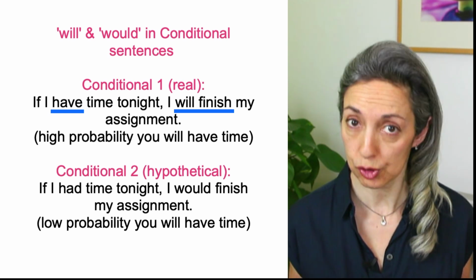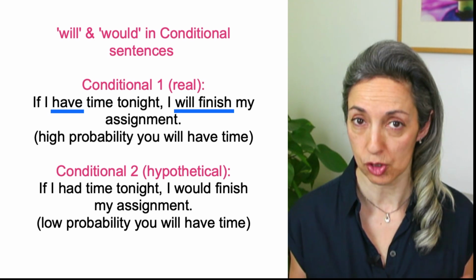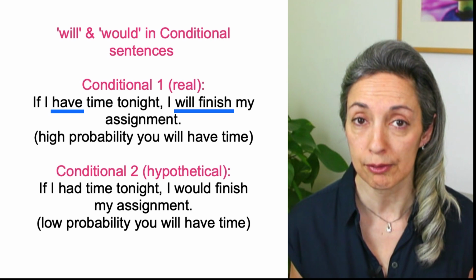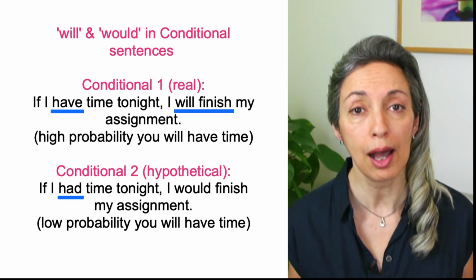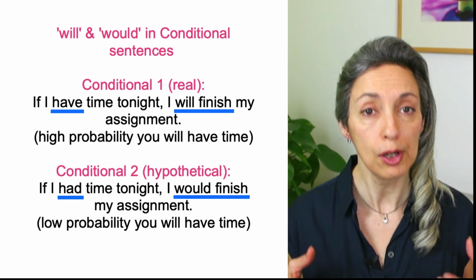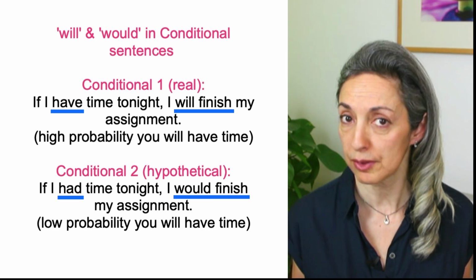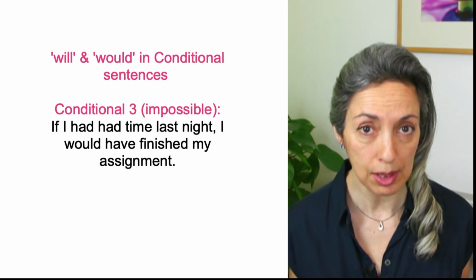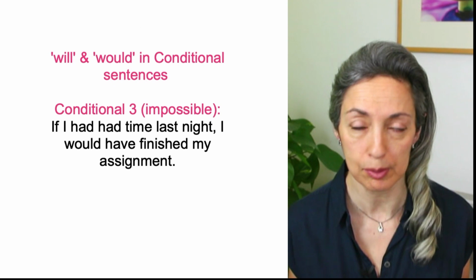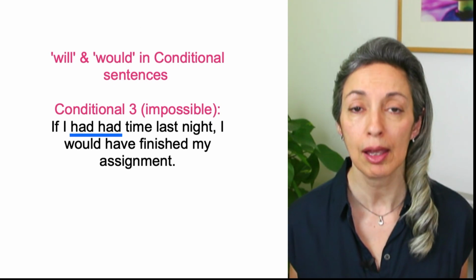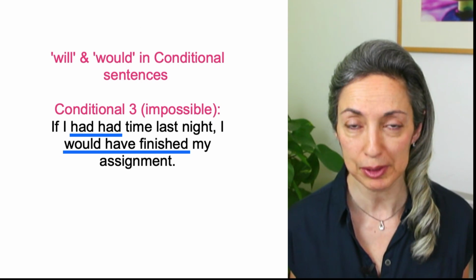Now, in conditional 2 sentences, where the situation is hypothetical, we use would. If I had time tonight, I would finish my assignment. This means that you have a low probability to have time tonight. We also use would in the third conditional, which is the impossible conditional. If I had had time last night, I would have finished my assignment.